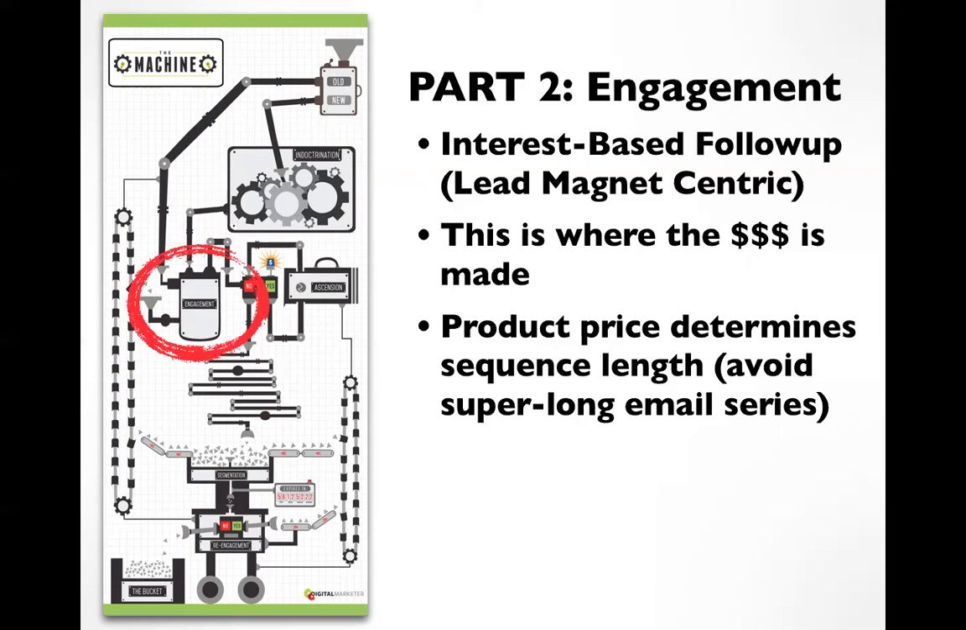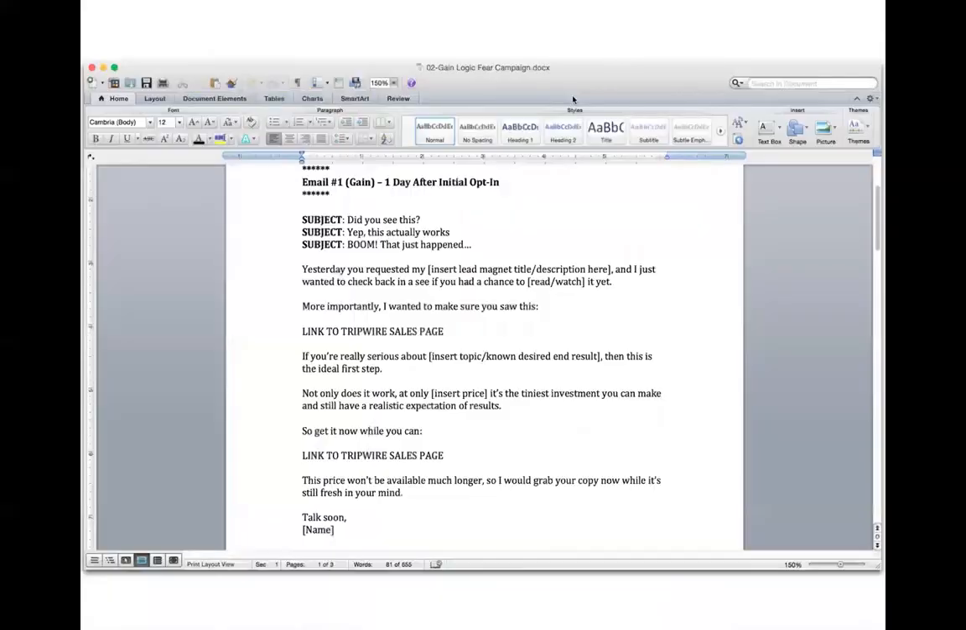So if you're doing a small thing, 3 to 7 emails, 10 emails, sure, that's fine. But the more expensive your product, obviously, the more you're going to have to communicate. So here's an example, the Gain Logic Fear campaign. I love this one. What I do is I make an offer and then I send 3 emails in sequence to take this away. So what I'm doing is gain. I speak about all of the things that they have to gain from downloading this.